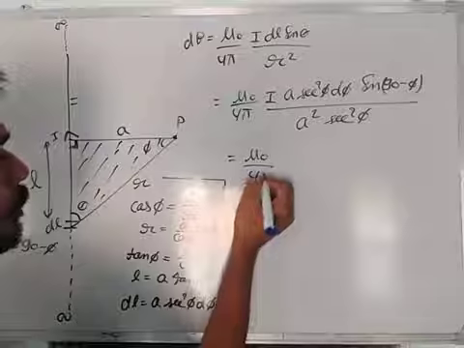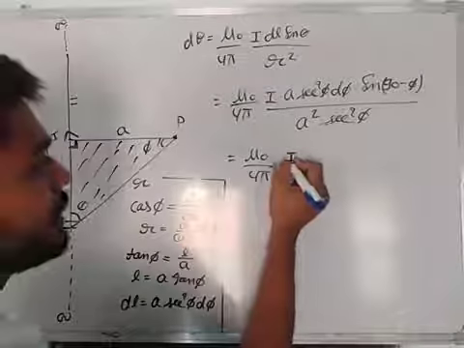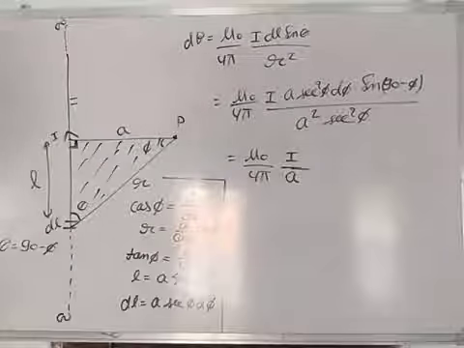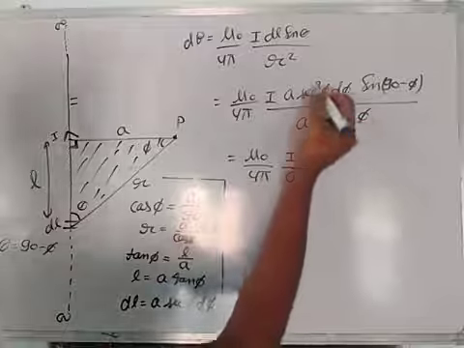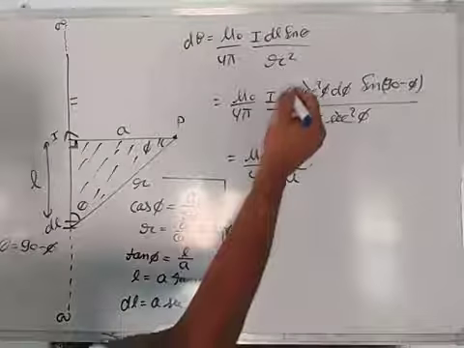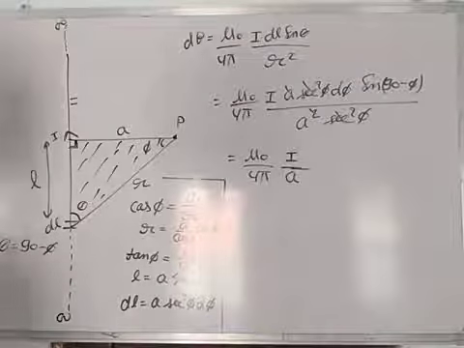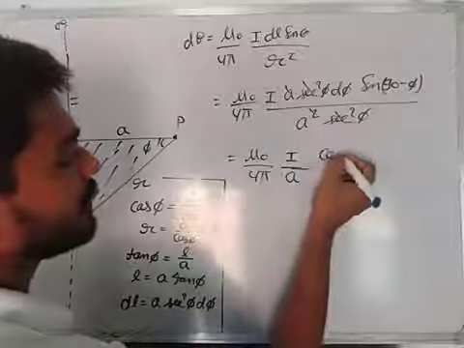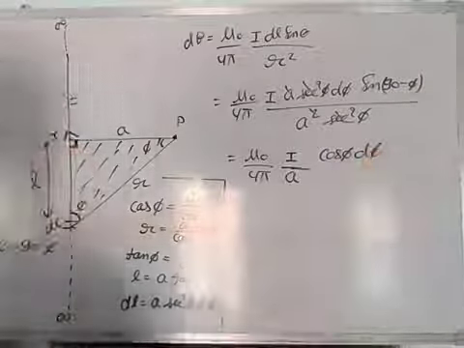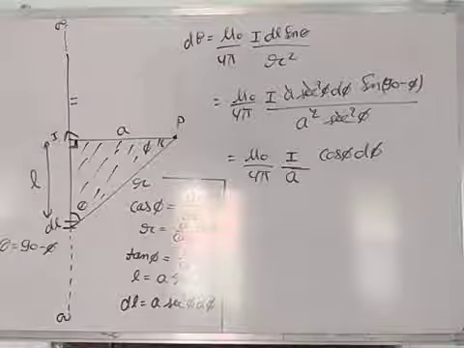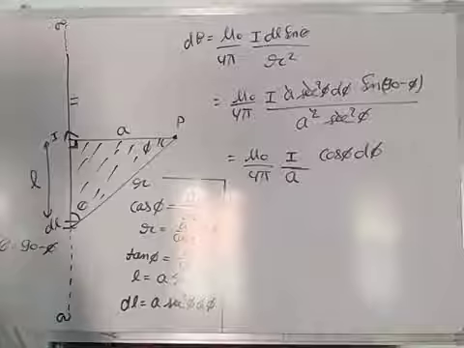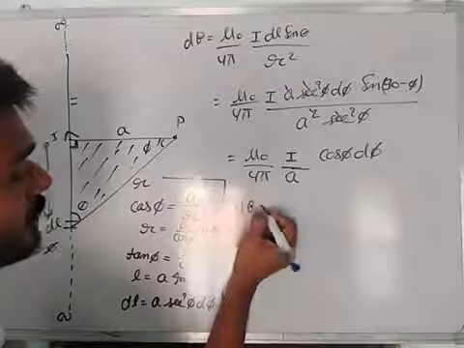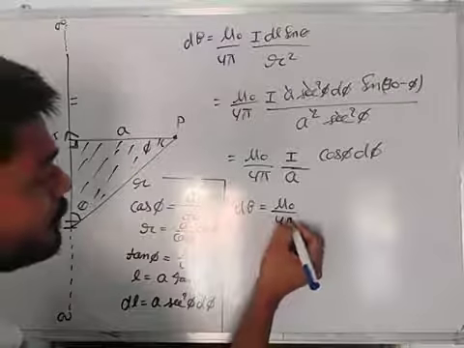Mu naught upon 4 pi I by a. Students, you can see sec square phi will cancel out this sec square phi and a will cancel out one. Then mu naught upon 4 pi I by a sin 90 minus phi d phi. Sin 90 minus theta is equal to cos theta, you have studied in class 10th. So dB is equal to mu naught upon 4 pi I by a cos phi d phi.